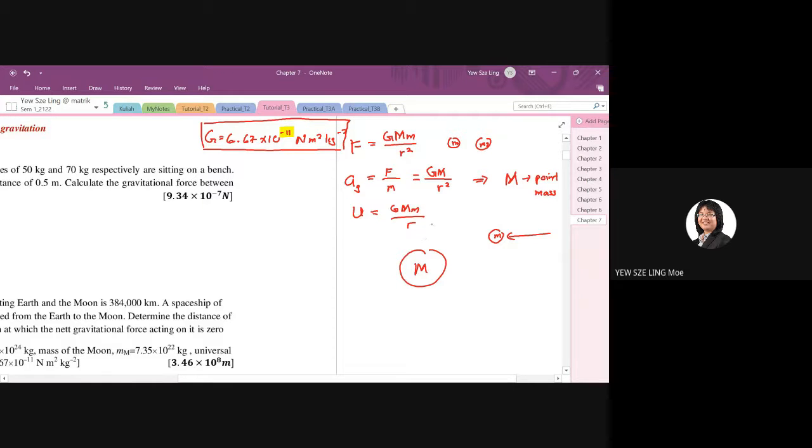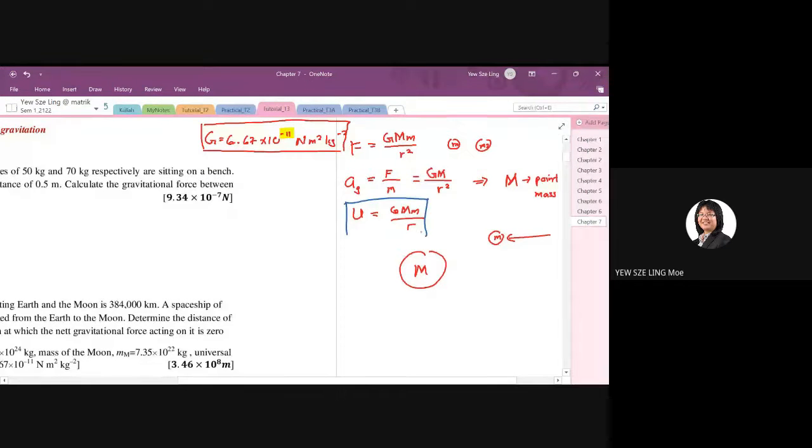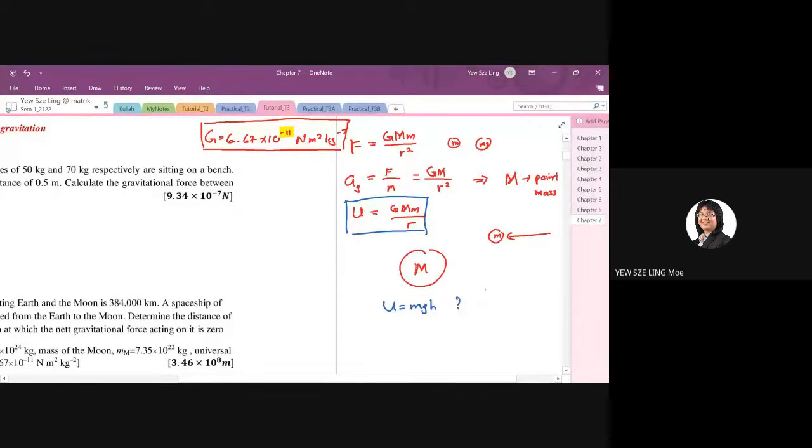So we use U equals GMm over R. Now, what is the difference between U equals GMm over R and U equals mgh? Both of them are gravitational potential energy. The difference is that mgh is used for a distance that is very close to the surface. We use it when you place an object very close to the surface of the Earth.